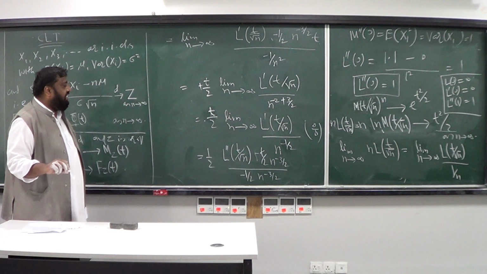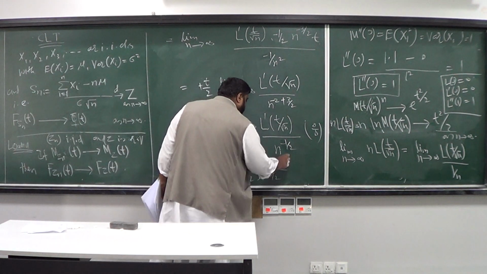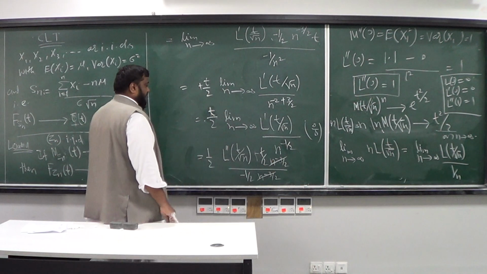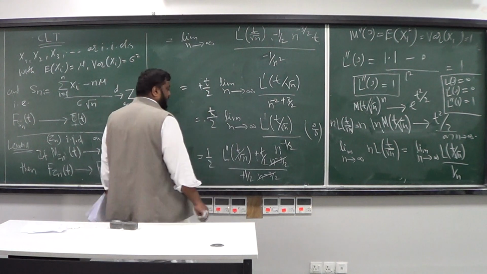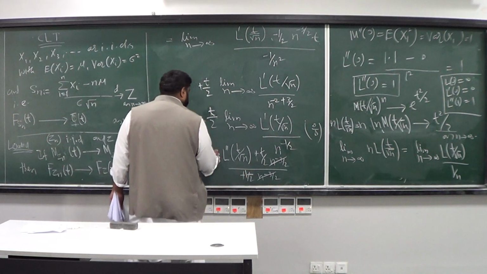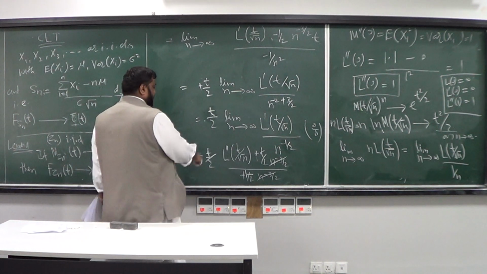Now what is the good thing that happens? The good thing that does happen is that now you can get rid of this power. So these two will be cancelled, 1/2 will be cancelled with 1/2. So what are you going to get?